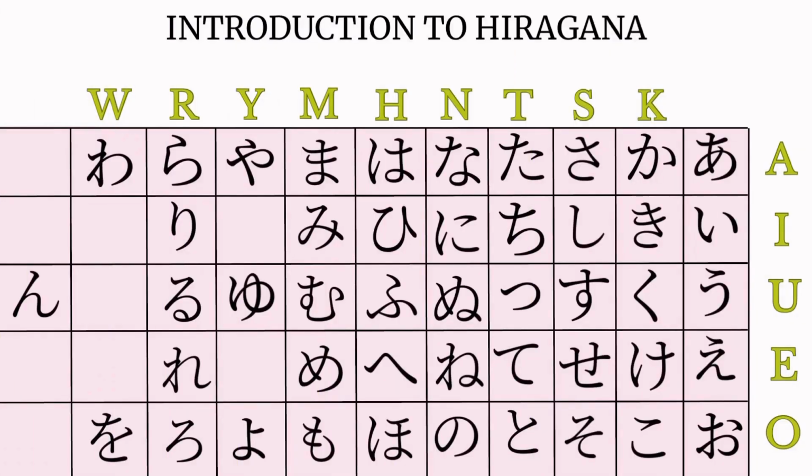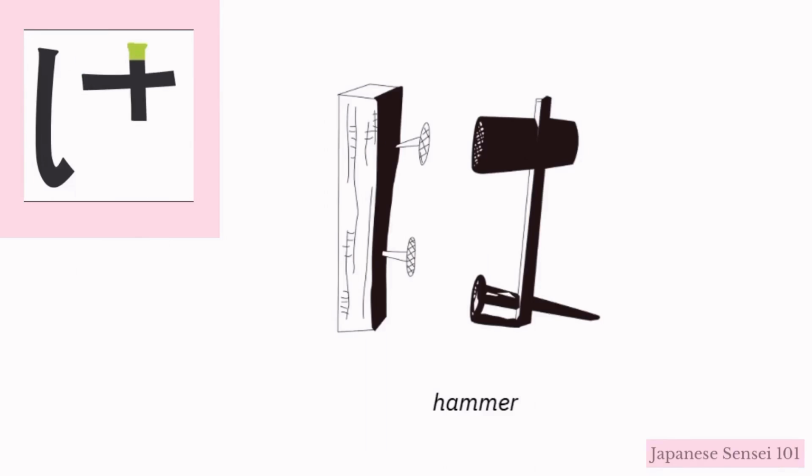Great job on mastering the 5th column. Let's move on to the next consonant, H. は、は、 To remember the hiragana character ha, you can visualize it as a hammer. The vertical stroke can be seen as the handle of the hammer, and the horizontal stroke at the top represents the hammerhead.